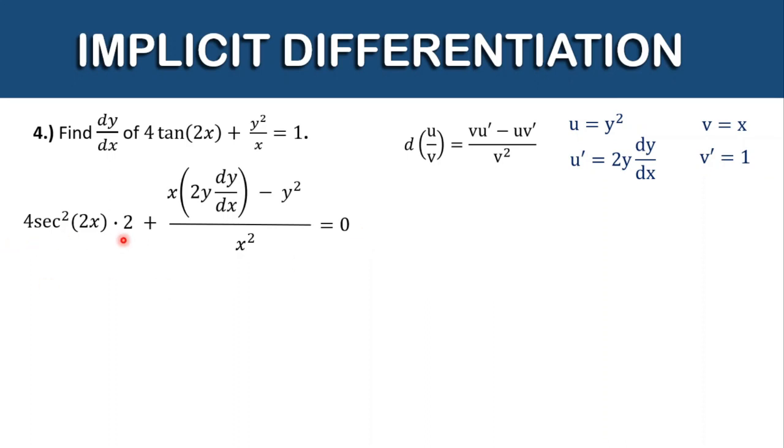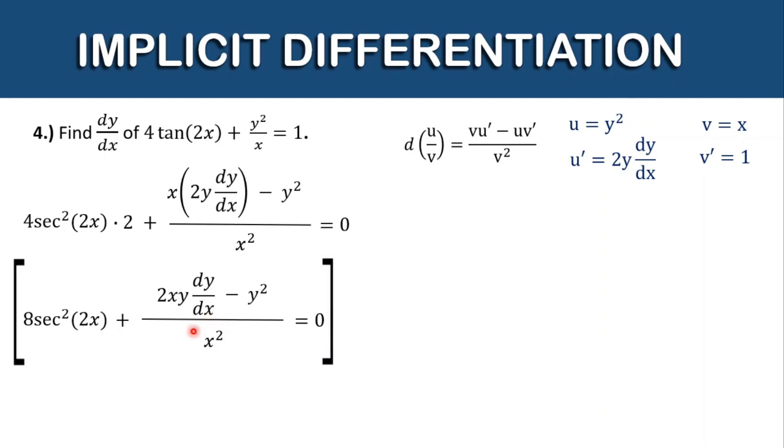So simplify muna natin. Sa first term natin, we're going to have 8 because 4 times 2 is 8. Then secant squared of 2x plus, so multiply natin to, we have 2xy dy over dx minus y squared all over x squared is equal to 0. So since we have fraction, pwede nating tanggalin yung fraction by multiplying all terms by its denominator which is x squared. So multiply natin all terms by x squared.